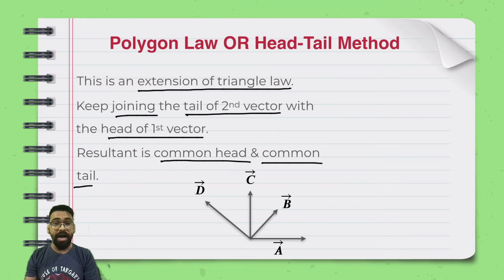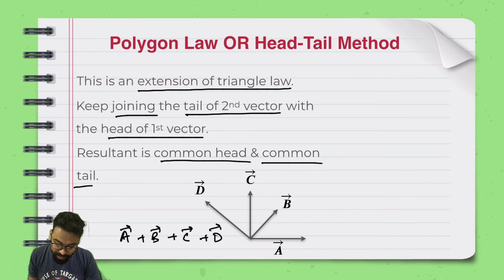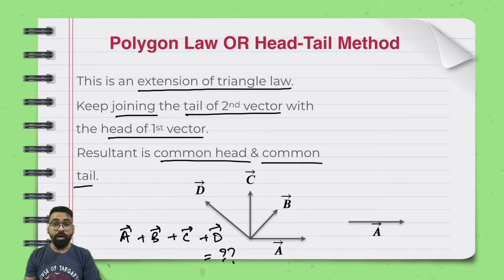So how would you add all of them? Let's say I want to get A plus B plus C plus D. How will I get that? I can use this polygon law. First thing, I draw A as it is. Now what will I do? I will put the tail of the second vector, that is the tail of vector B, on the head of vector A. So here is the second vector. Similarly, continuing, head of B, tail of C, we have this one. Head of C, tail of D, we have this one.